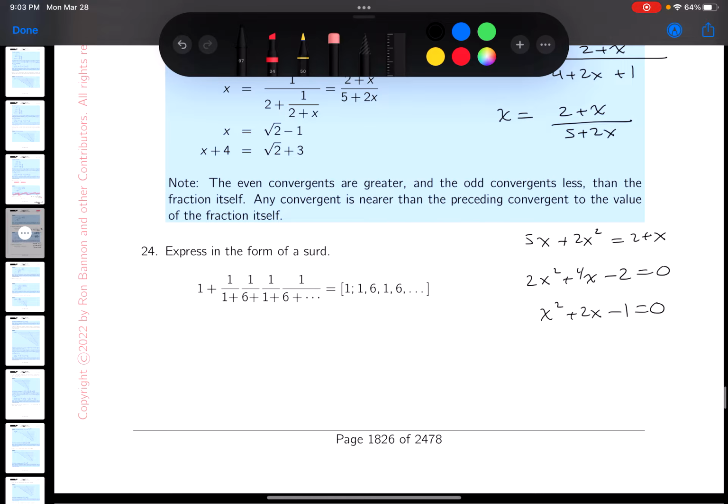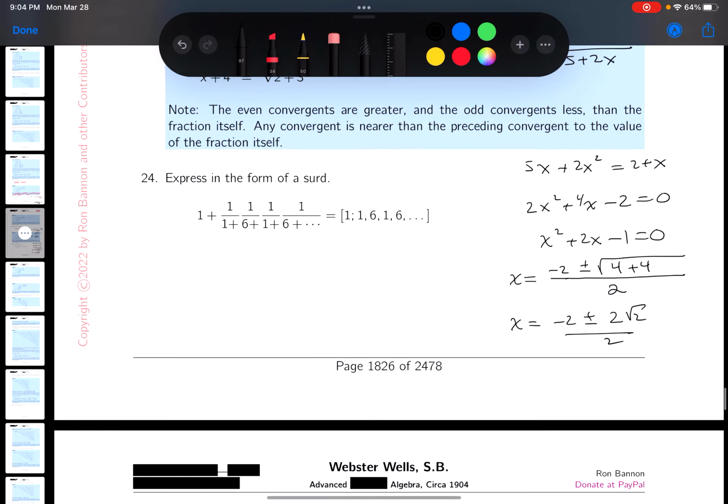And let's see what you get there. X equals, quadratic formula. And what do you get there? Twice a, 2, minus 2, plus or minus the square root of 4 minus 4ac, so plus 4. So you get x equals minus 2, plus or minus, well, that's 8, so 2 root 2 over 2. X equals minus 2, plus or minus 2 root 2.